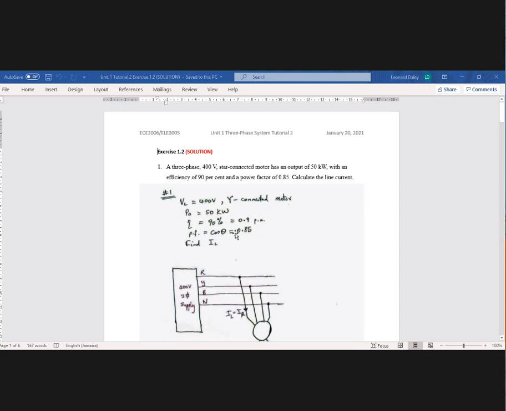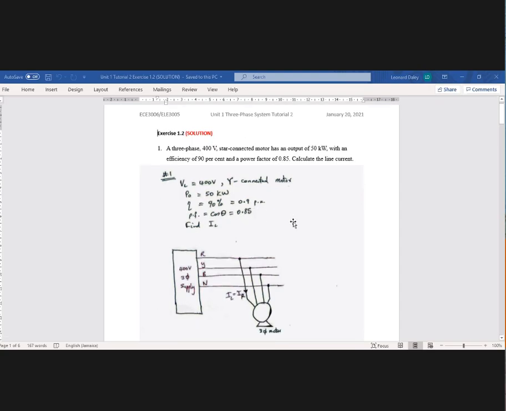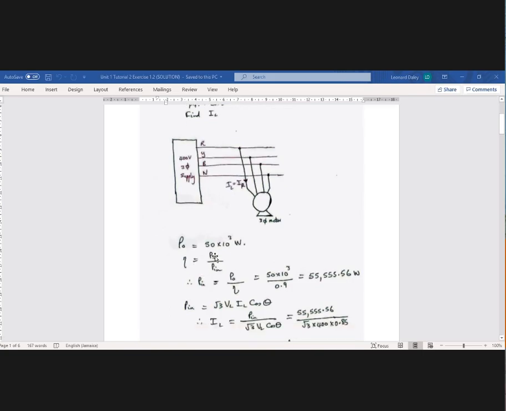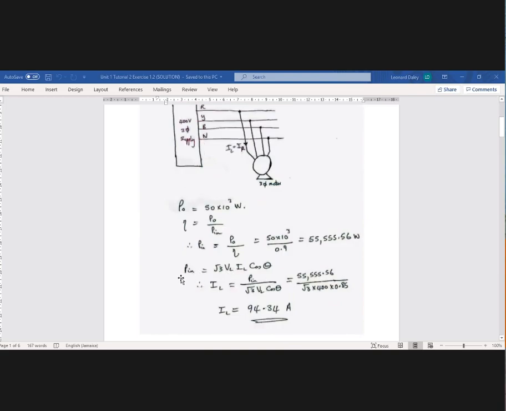Power factor is 0.85. All right, so this is how the system was set up. I should have drawn a shaft here to show you that the output power, Pout, is 50 kilowatts. All right, then the formula for efficiency is Pout over Pin, and Pin then is equal to that. And then we use the formula Pin is equal to root 3 VL IL cos theta. So the line current is 94.34 amps.